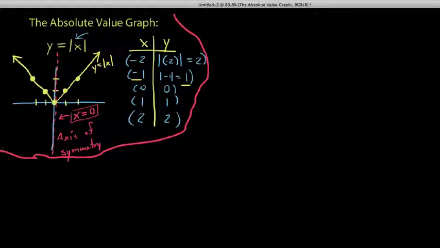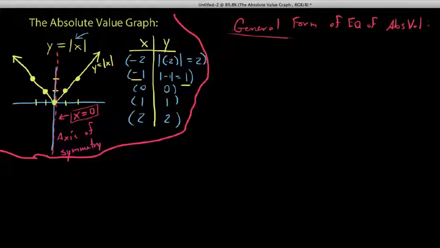We tend to say that every absolute value function is of this form. So we say the general form. Let's write this down. General form of an equation of absolute value, and we're going to abbreviate that there.